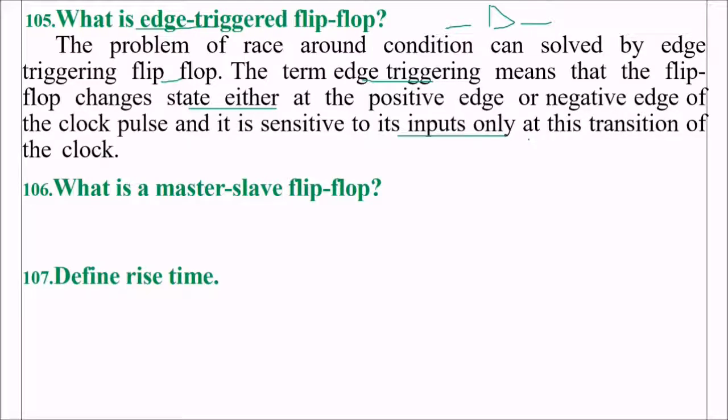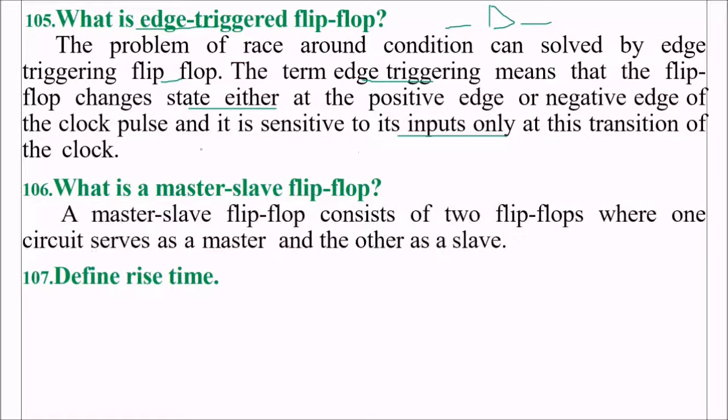What is a master-slave flip-flop? A master-slave flip-flop consists of two flip-flops where one circuit serves as a master and another serves as a slave. So there are two in all.